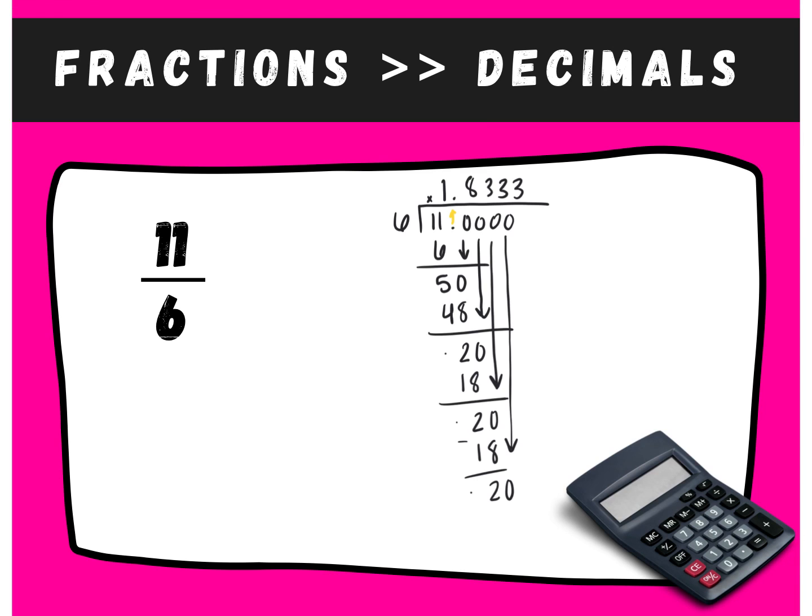So 11 sixths is equal to 1.83333333 forever. And what we can do to show that with symbols is put a line over the 3. That's the thing that repeats, so that's the thing that gets the line over it. And there you have it. 11 sixths is equal to 1.83 with a 3 repeating.